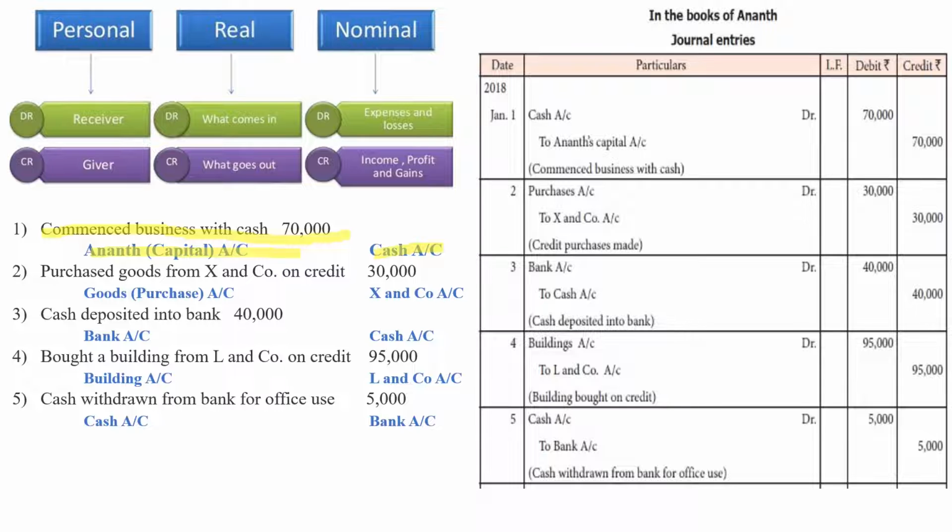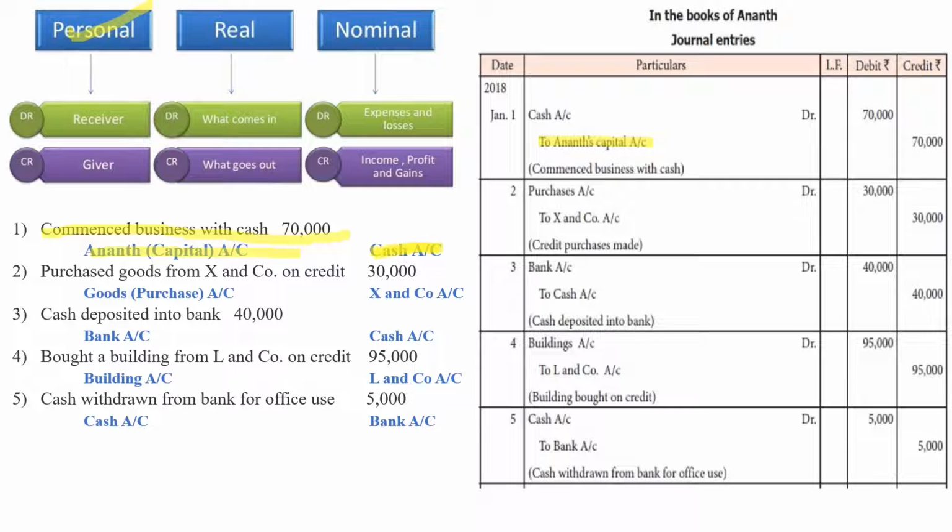What is the rule for personal account? First of all, is Anand the receiver or the giver? Anand is the giver because he gave some money for business. That is why, what is the rule? Debit the receiver and credit the giver for personal account. Here we have credited Anand's capital account because Anand is the giver of money.